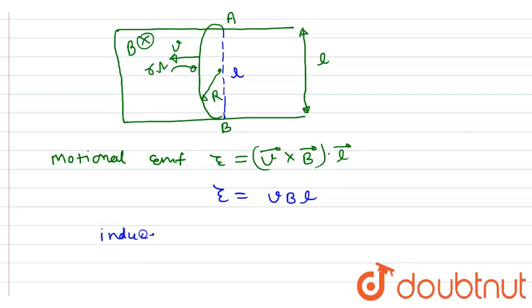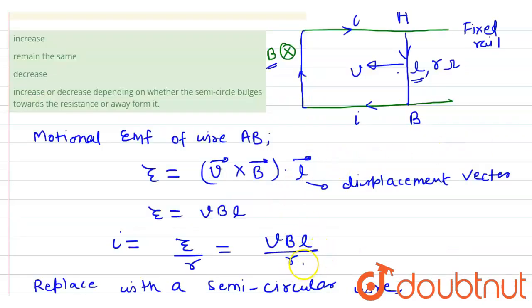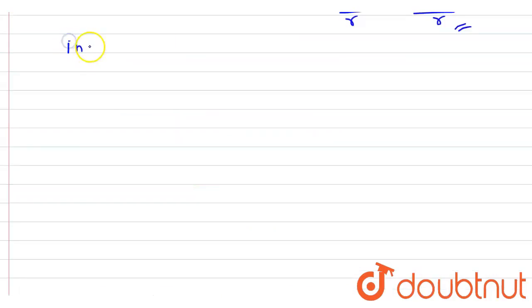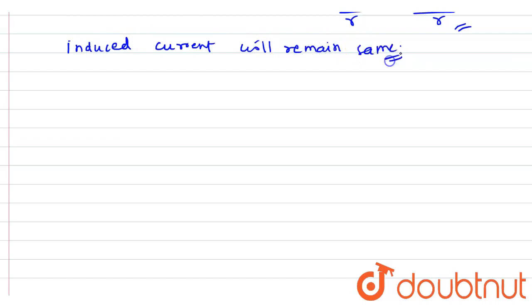So the induced current can be given as I equals E upon R, so it will be VBL upon R. This is the induced current for the semicircular wire, and this is the induced current for the straight wire. We are observing that the induced current is the same, so the induced current will remain the same. So this is the answer of this problem.